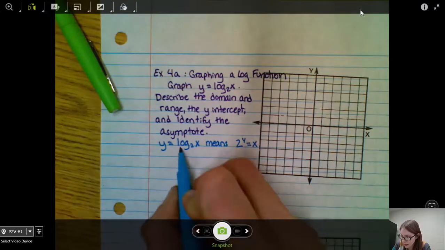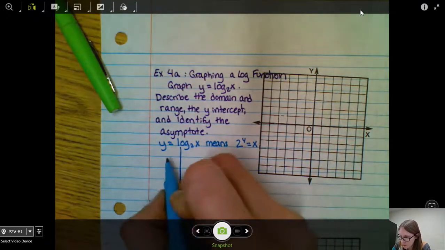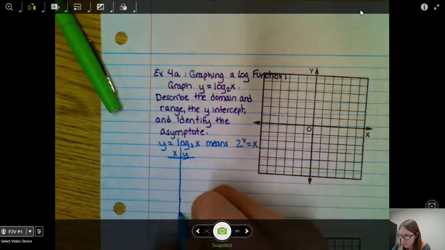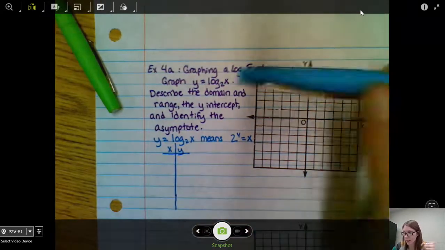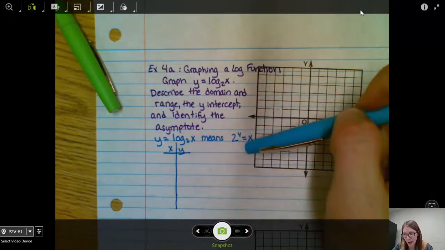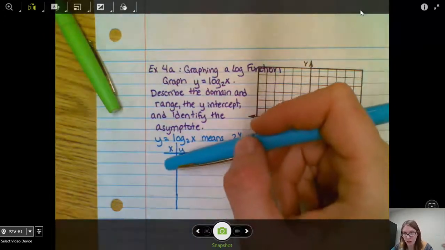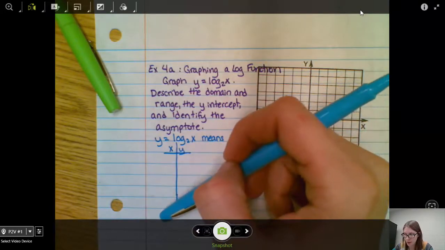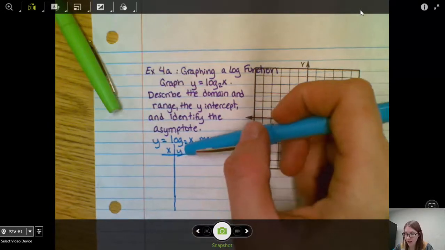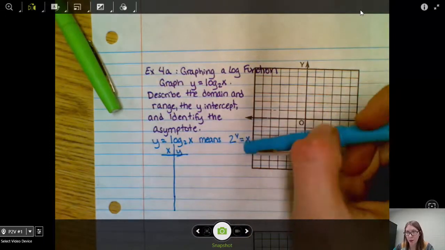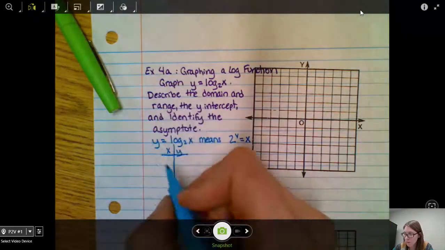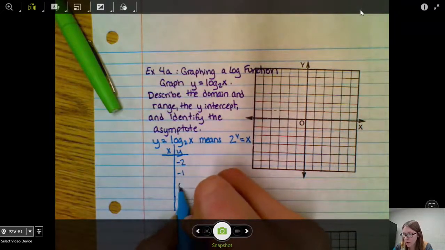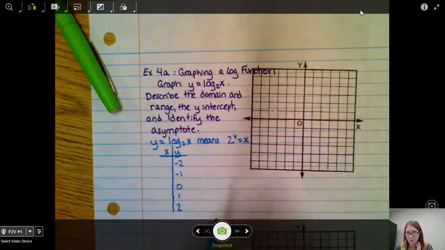So let's start off with the same idea here. We make a table of x and y values. And before, when we were graphing something like 2 to the x power equals y, we chose those values -2, -1, 0, 1, and 2 for the x column. When we're graphing our log function, or 2 to the y power equals x, we want to use those same values, but for our y instead. -2, -1, 0, 1, and 2 for y.